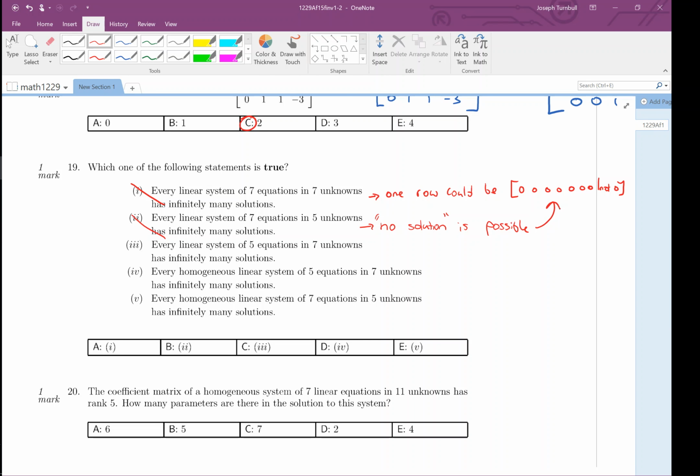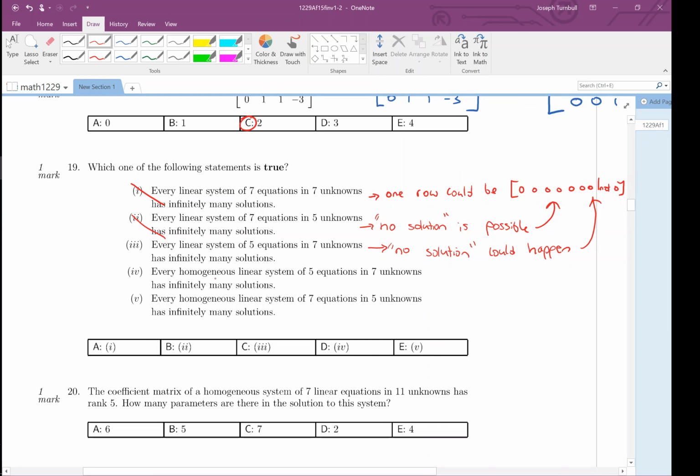Okay, next. Every linear system of 5 equations and 7 unknowns has infinitely many solutions. Again, we have this problem. No solution could happen. We could have a row that's all zeros and then the right hand side that's not 0, because it doesn't say homogeneous. That's the next one.